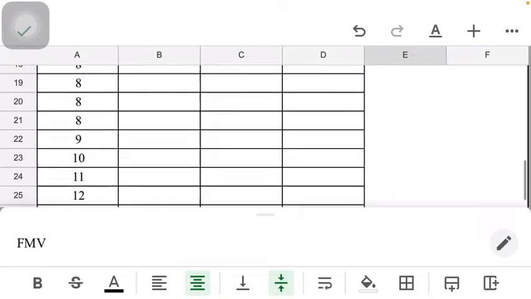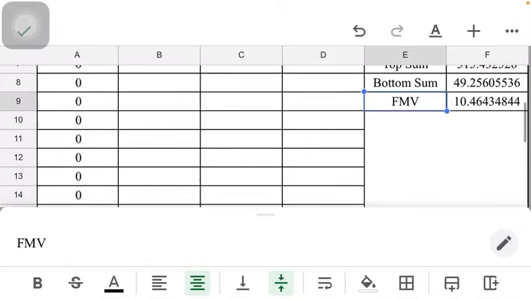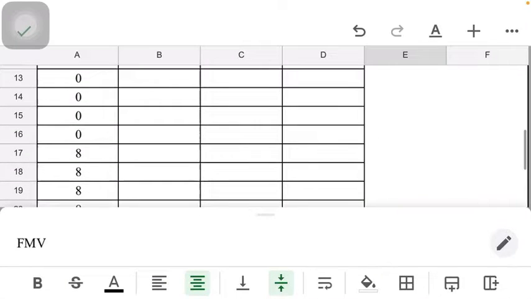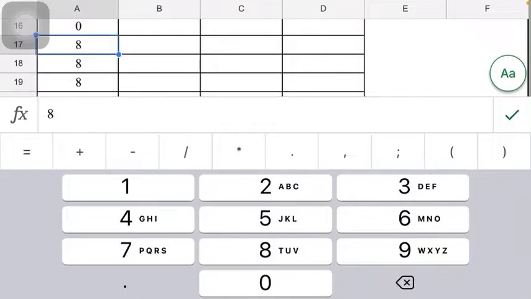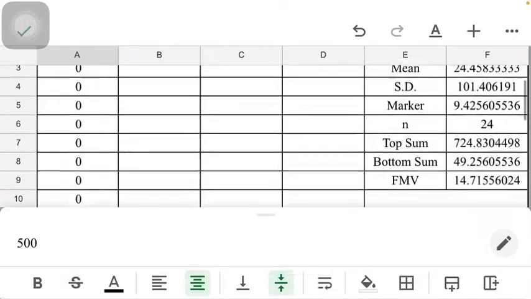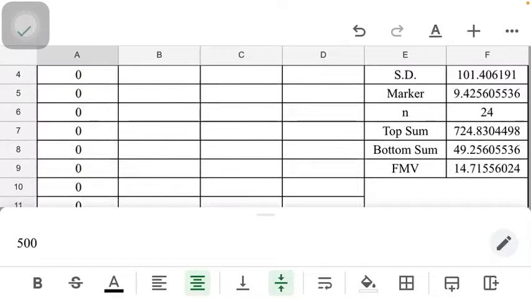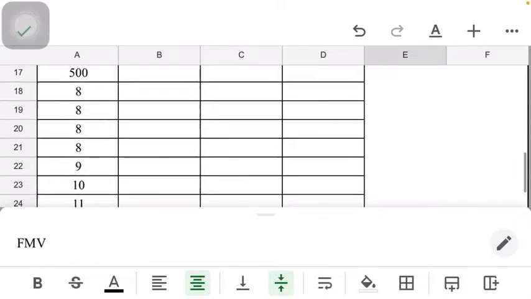So I'll give you another example. Let's look at the 10th trade here. We're going to make the 10th trade 500. Now the 10th trade is 500. Now look at the fair market value. The fair market value has jumped to 14.71, right? But let's now reverse this.